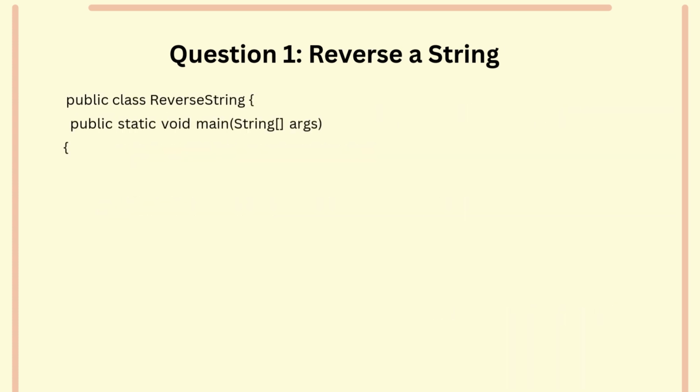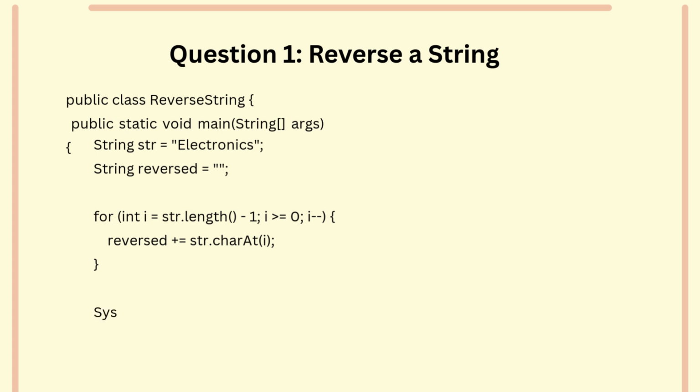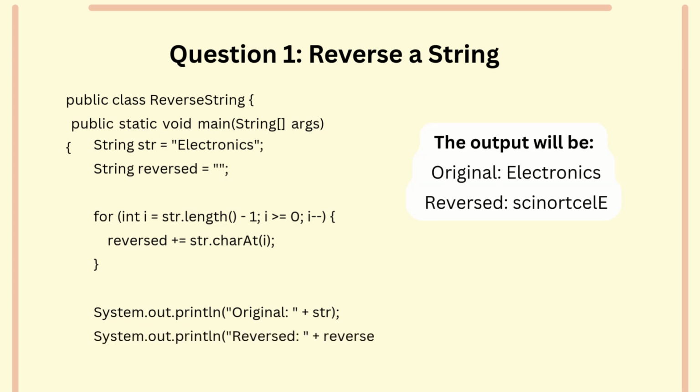We have a string called electronics. We also create an empty string named reversed, where we will store our answer. Now, we use a for loop that starts from the last character of the string and moves backward, one by one. Each character we pick is added to the reversed string. So first we take S, then C, then I, and continue until the first character. Finally, we print both the original string and the reversed one. The output will be original, electronics, reversed, synopsil.